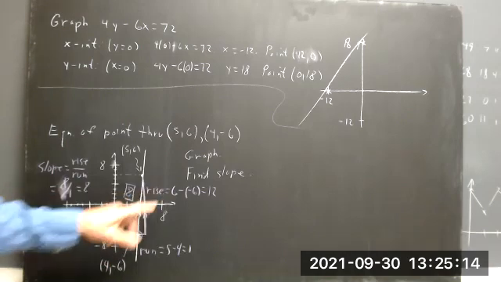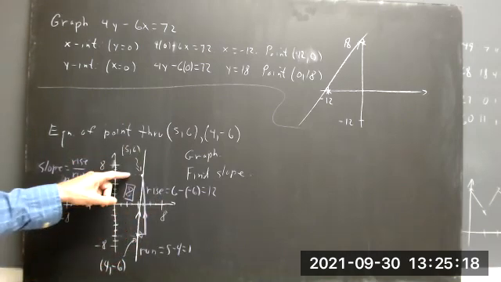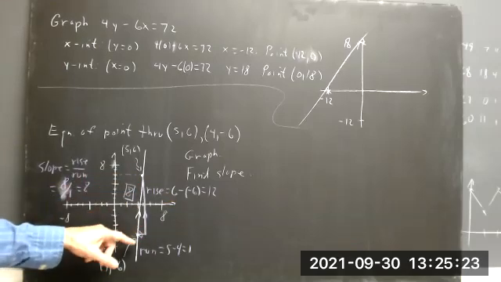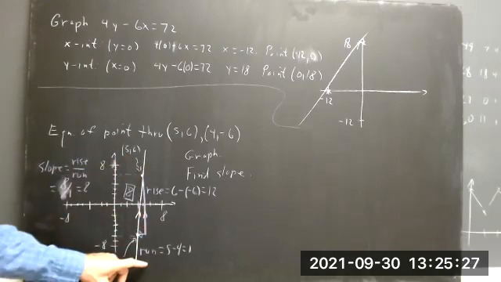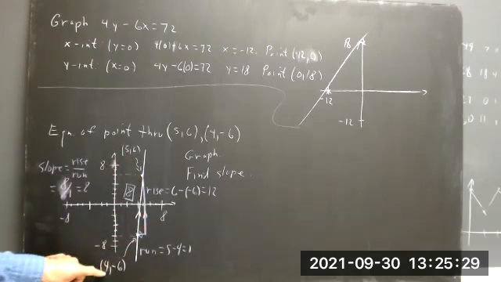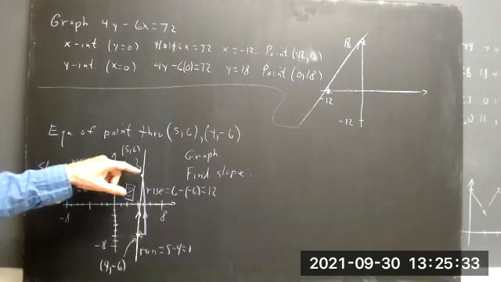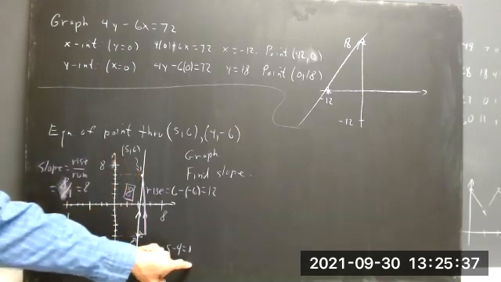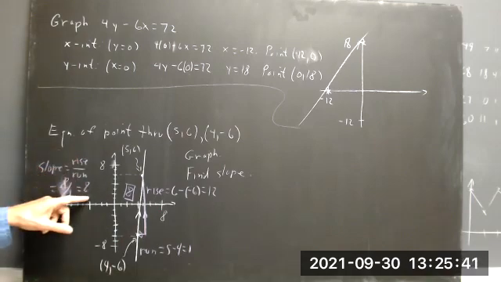Rise is the change in the y coordinate. The y coordinate goes from negative 6 to 6. So the rise is 6 minus negative 6. We're moving in this direction, that's the direction of the arrow. The run goes from 4 here to 5 here. So the run is where we end up minus where we start, 5 minus 4, which is 1. Giving us a slope equal to rise over run of 8 over 1, which is 8.